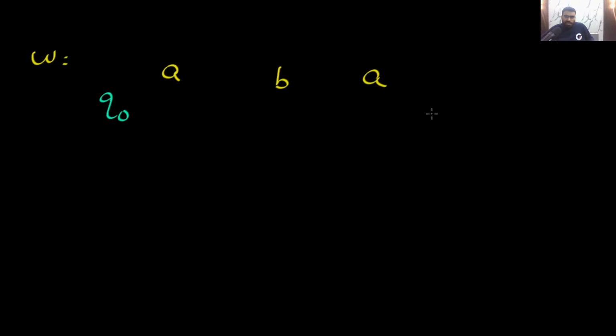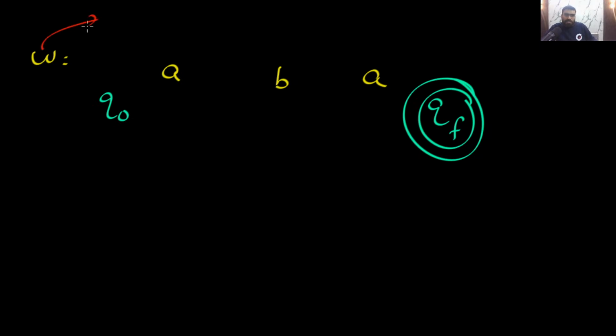Because this string is accepted, is this last state final or not? Yes, this is final, because we are assuming this string W is accepted by the DFA. So because this is accepted by the DFA, this last state will be the final state.